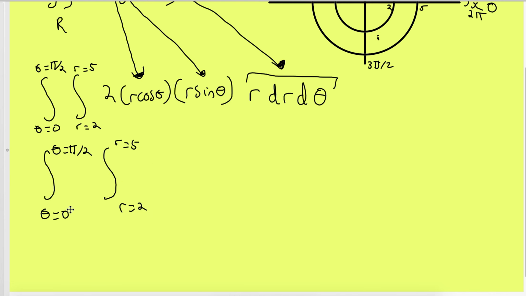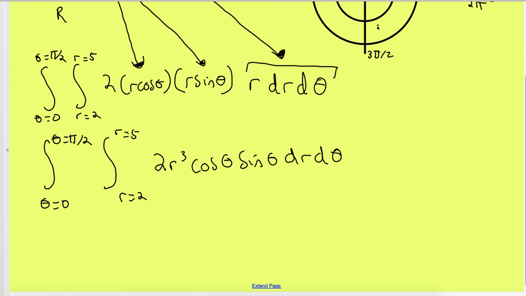Right, and I'm not expecting you to leave as much of a gap between your integral signs. That's only because I'm using this rubbish graphics thing that I've spoken about before. Right, so 2 times r times r times r, so that's 2r cubed cos theta sine theta dr d theta. Right, so first thing I've got to do is integrate this with respect to r.